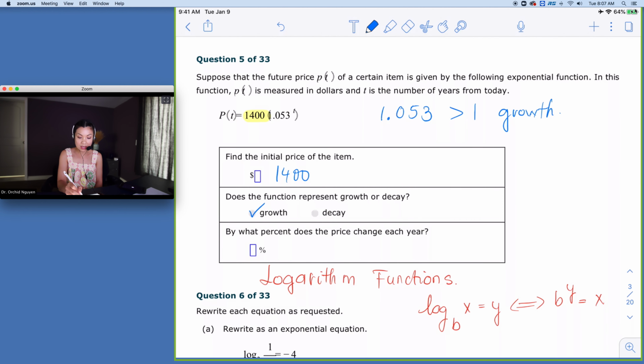What percent does the price change each year? That's gonna be the number. You subtract 1. That's the percent. So the percent right here is 0.053, but that's decimal. So if you want to change it into percent, it's going to be 5.3%.